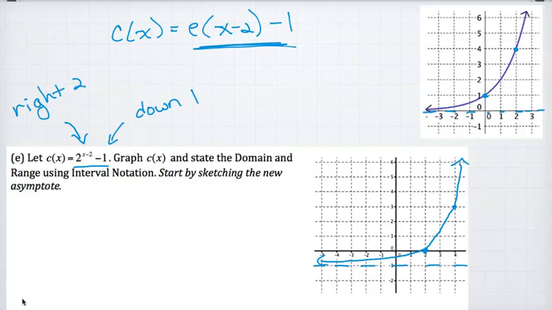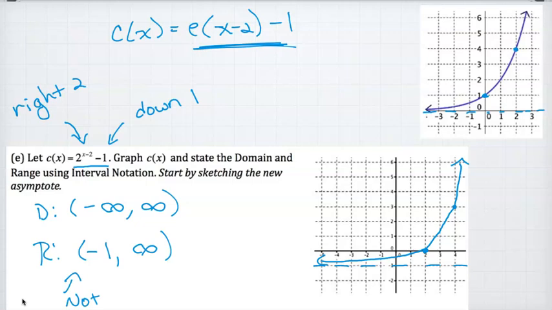All right. The domain of this exponential function is negative infinity to infinity. The domain hasn't changed. The range, though, has moved down 1 from our original range. So instead of going from 0 to infinity, this is now approaching negative 1. But no matter what the asymptote is, we never include it. It is not included.